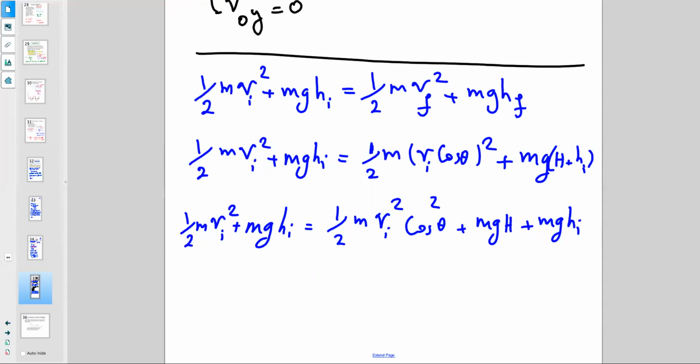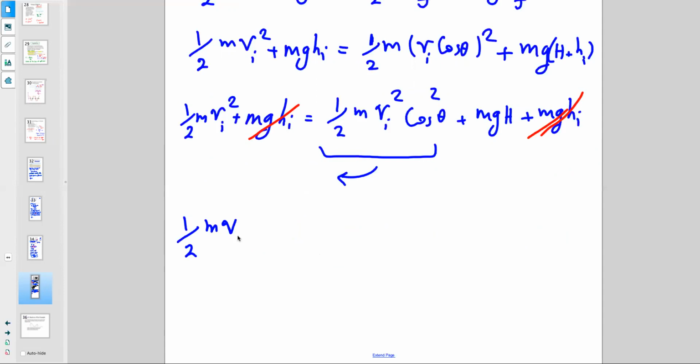So now if you're looking at this, I can cancel out this with this. The reason I changed this 0.4 is because I wanted to have the same type of notation here. Now, at this point I can just put numbers in. But let's see, I will bring this to the left-hand side. So I'll have half m v i squared minus half m v i squared cosine squared theta being equal to m g h.